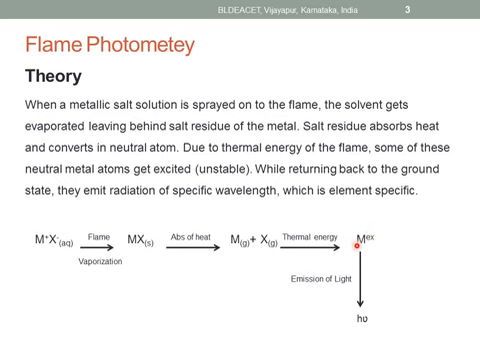wherein in the excited state they are unstable. Hence, they return back to the ground state with the emission of radiation of specific wavelength, which is element specific. Here, the wavelength of light emitted will tell us which element is present, and the intensity of radiation emitted tells us the concentration of the element present. This is the theory behind flame photometry.